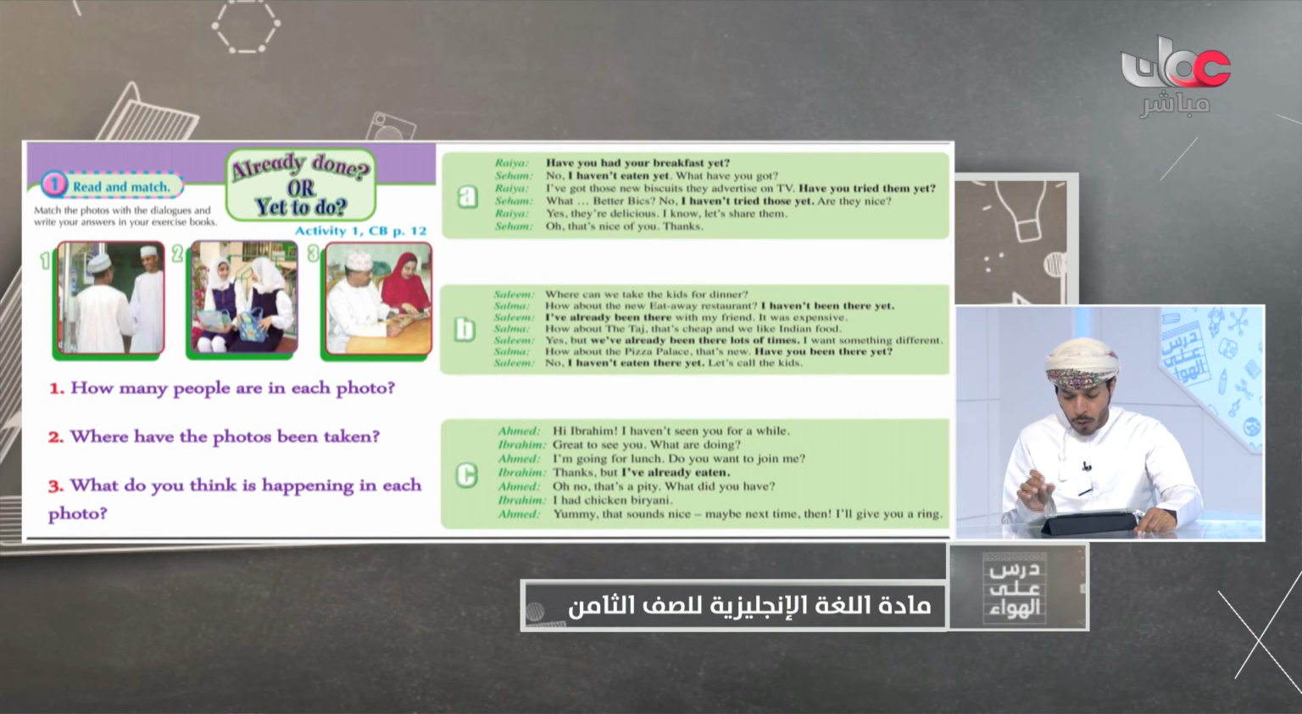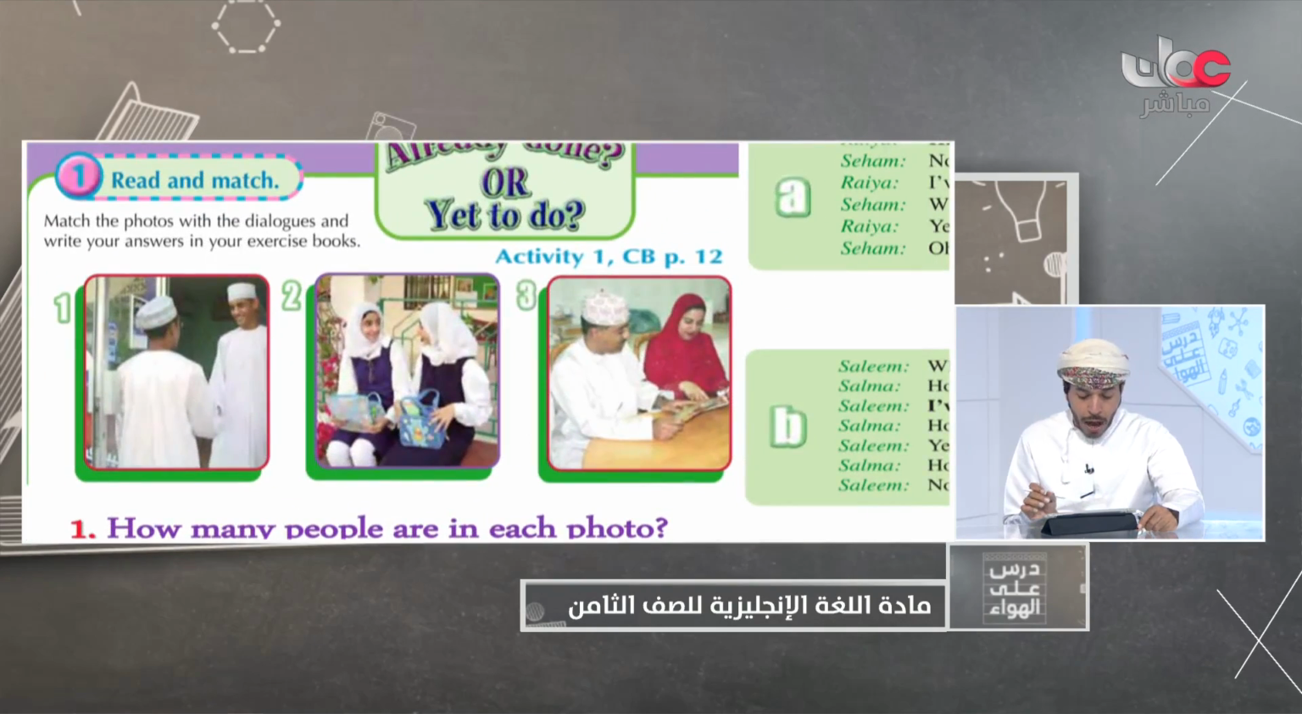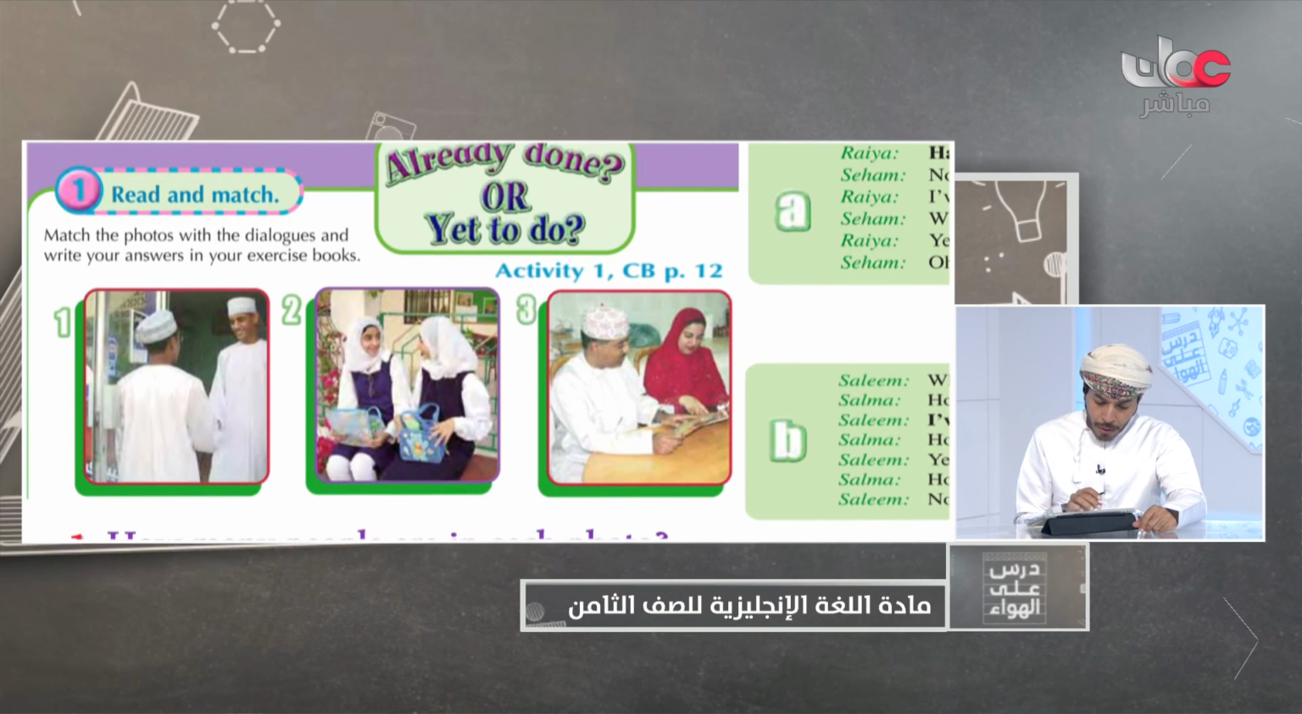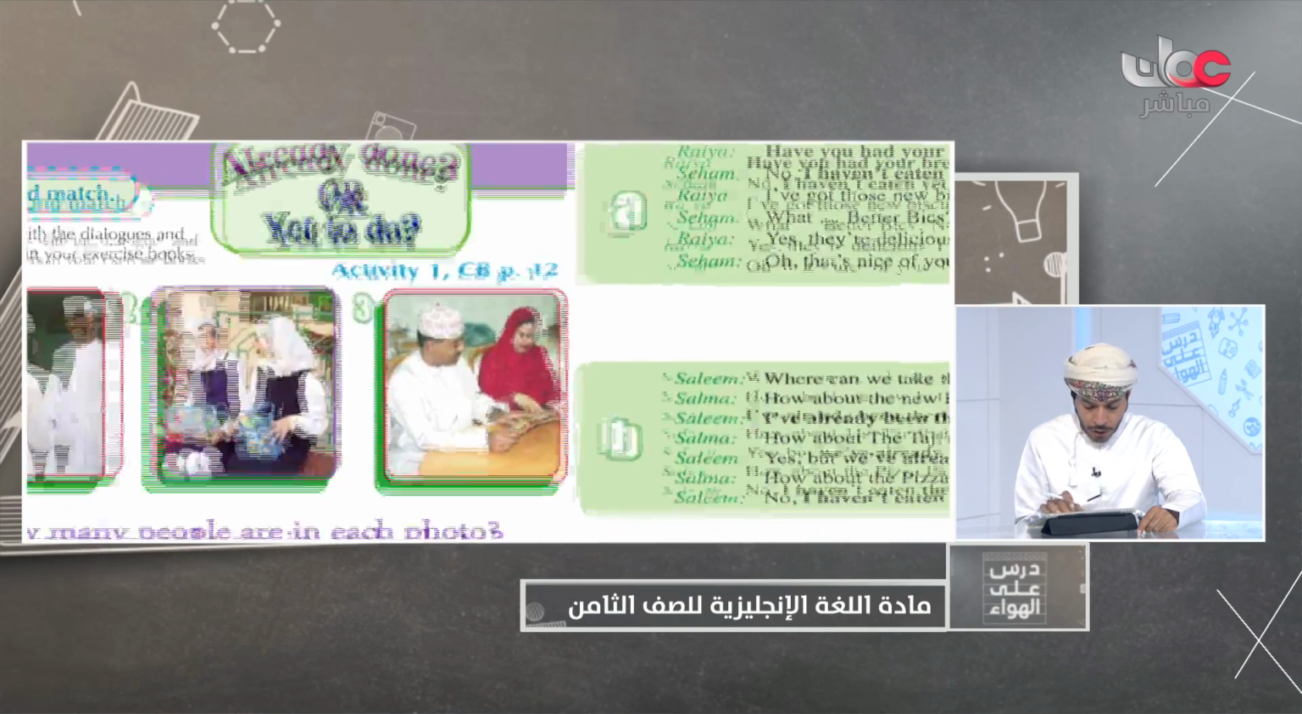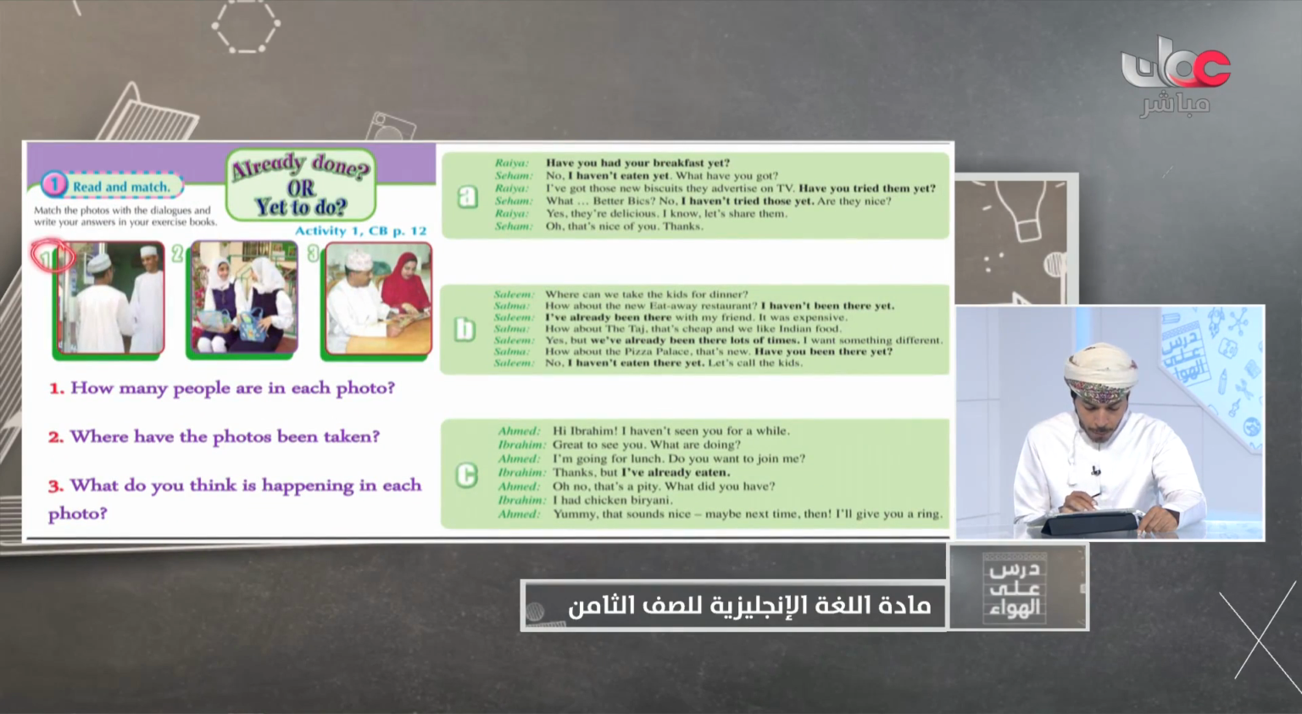First of all, we need to practice some dialogues as we did in the previous lesson, but first let's look at our activity 1 on page 12 of your class book, please. If you look at this activity, read and match the photos. We have 3 photos, as we can see, with the dialogues, and write your answers in your exercise book. So here we have 3 pictures in your book, and also we have 3 dialogues. Good. So we need to match between them.